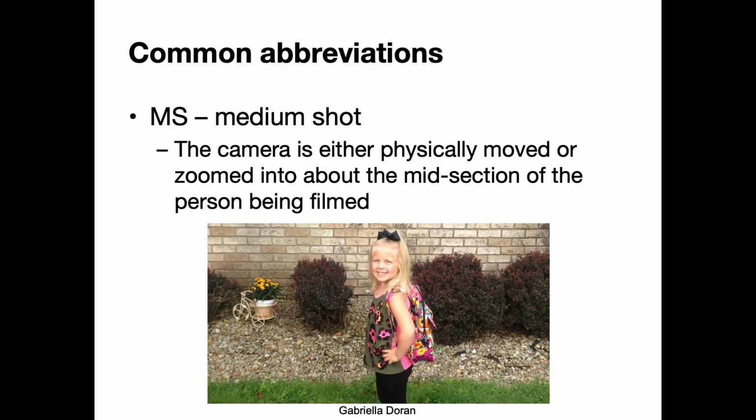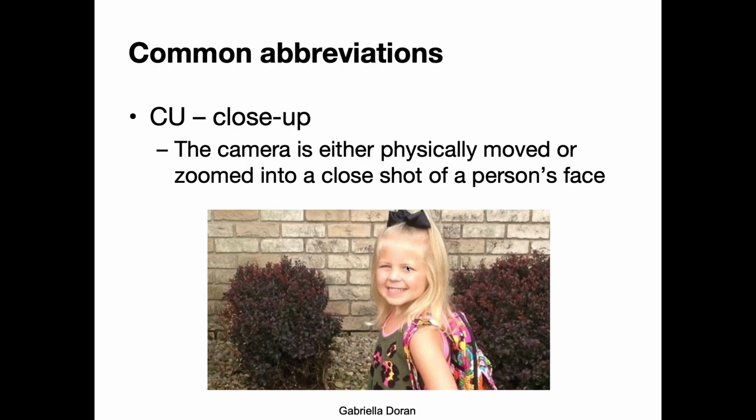Medium shot. The abbreviation is MS. The camera is either physically moved or zoomed into about the midsection of the person being filmed. All right, this is the same shot, but we've got her zoomed in from about her midsection up. This is a medium shot. We can still see some of the background, but we can see most of her body in this shot.